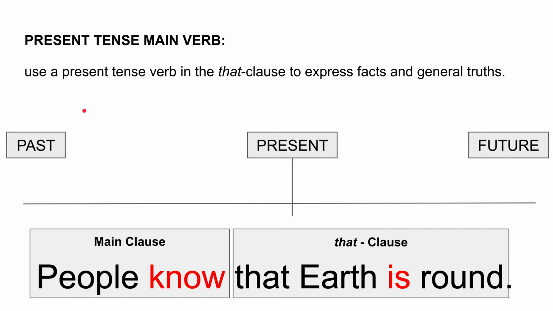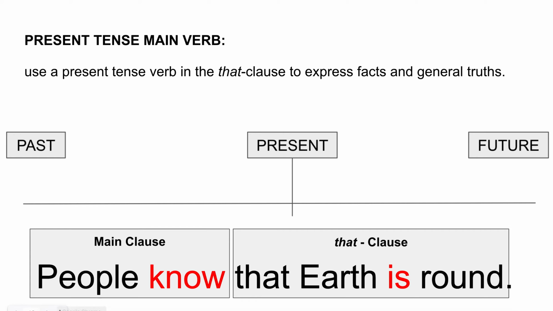Let's talk a little bit now about the agreement between that clauses and main clauses. There are about eight rules dealing with this. I will go over them right now. The first thing we'll talk about is when the main verb is in the present tense. When the main verb is in the present tense, use a present tense verb in the that clause to express facts and general truths. General truths and facts are things that are unchangeable, things that are currently true.